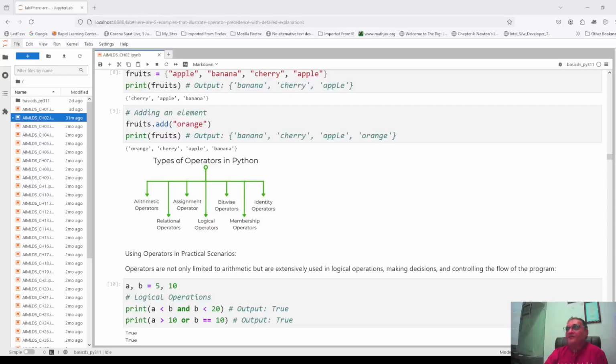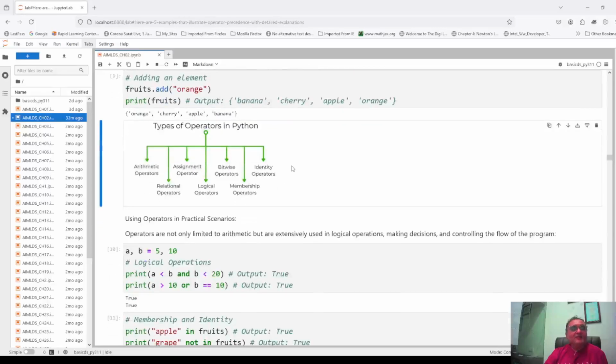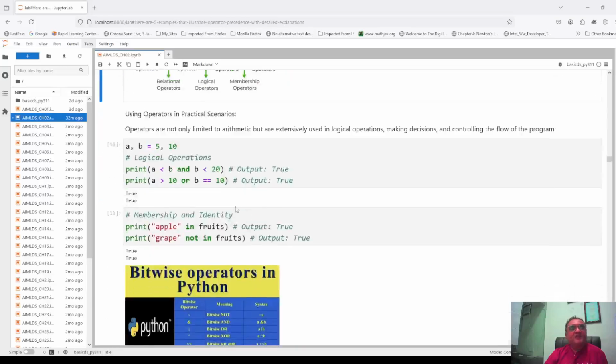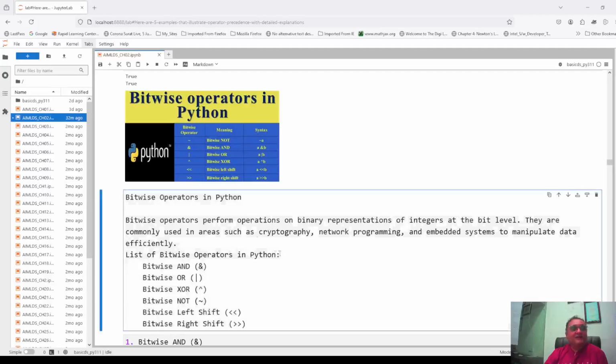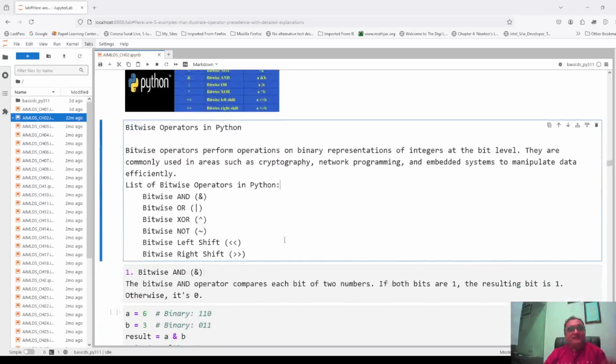Okay. And once Jupyter Lab opens in the browser, this is the topic which we were discussing: types of operators in Python. Arithmetic operators, relational operators, assignment operators, logical operators, bitwise operators, membership operators, identity operators. We had discussed all except bitwise operators, because bitwise requires a slightly lengthy discussion, and that lecture was already 30 minutes long, and I am planning to keep all lectures around 20 minutes. But anyway, these are the bitwise operators now.